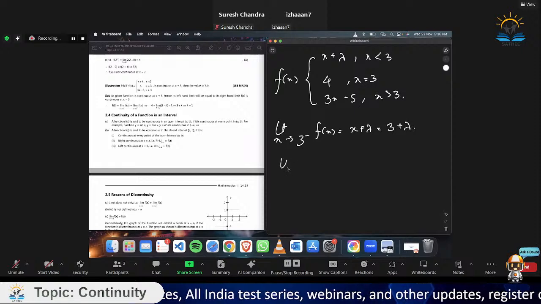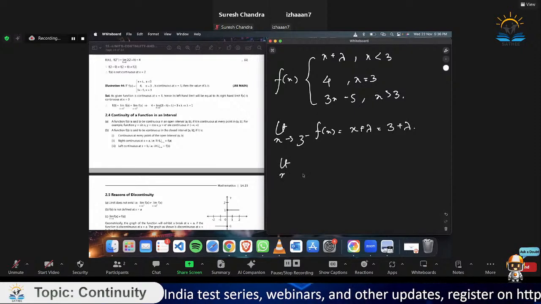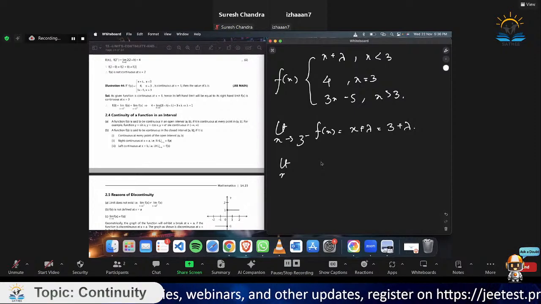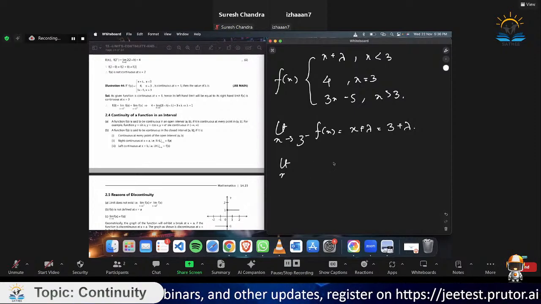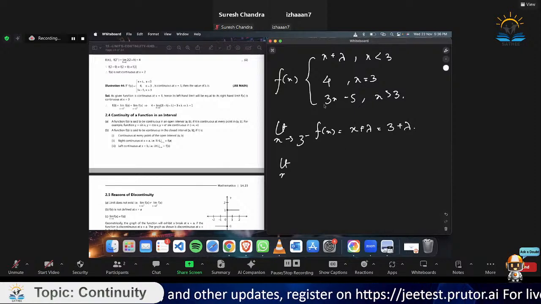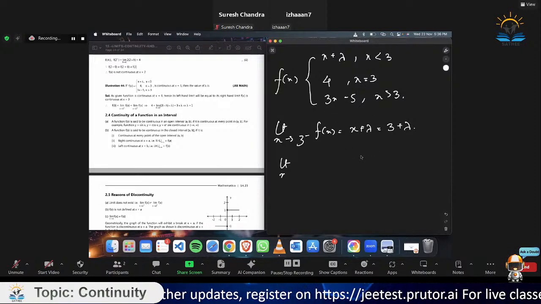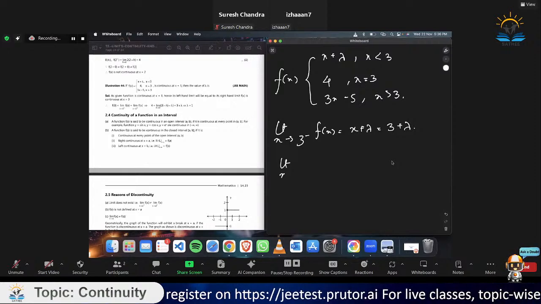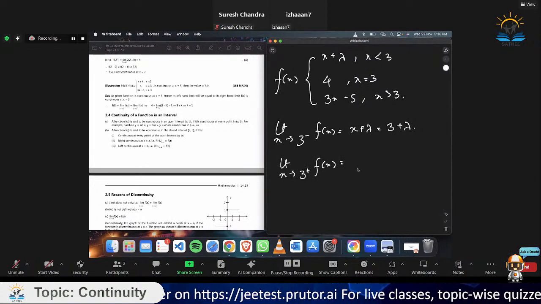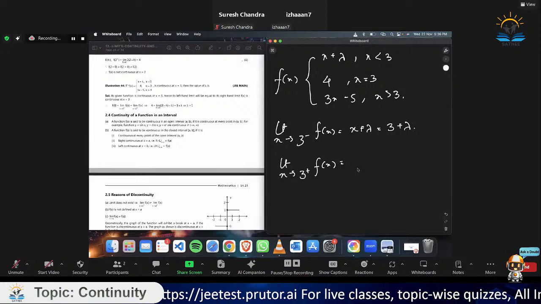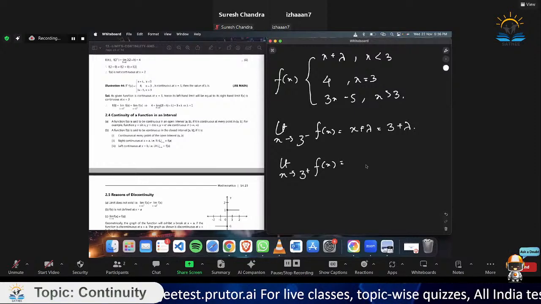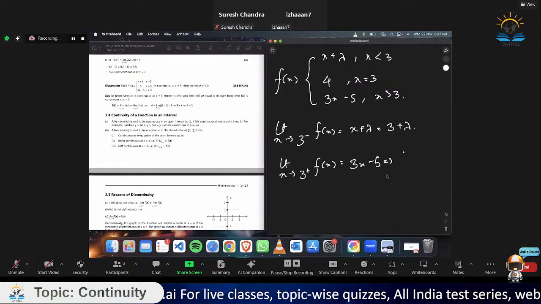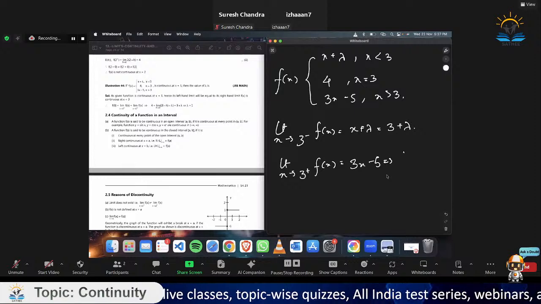And next up is limit x tending to 3 plus, right? This is the RHL. So for x tending to 3 plus, I use 3x minus 5, and it will be 9 minus 5, which is 4. And the limit at x tending to 3 exactly, that means f of 3, has been given as 4. So it is obviously right continuous, as we can see from here.